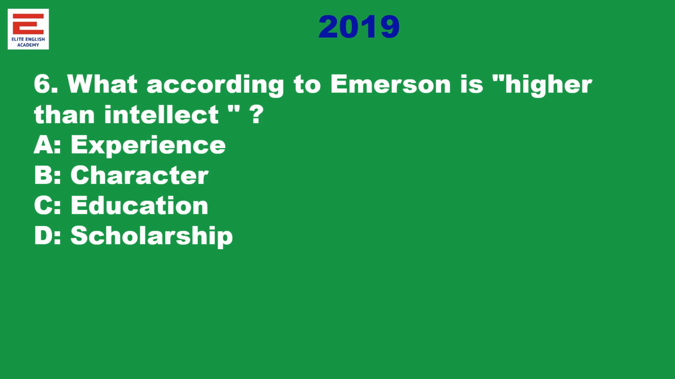Question number 6. What, according to Emerson, is higher than intellect? Is it experience, character, education, scholarship? Very easily you can answer even without reading the text. What is higher than the intellect? Look at the options: scholarship is related to intellectual level; education is related to intellectual level. So you have to choose between these two, experience and character. So character is the answer.